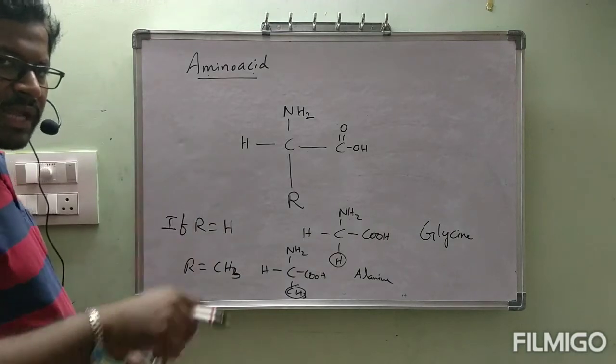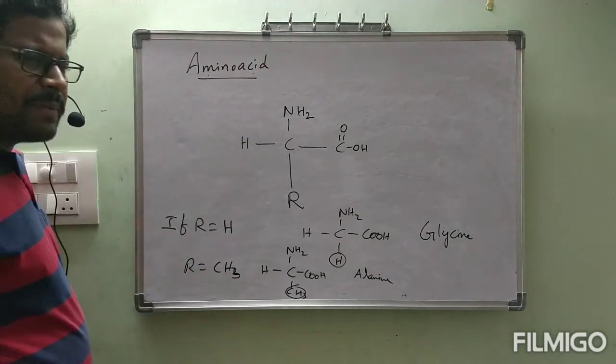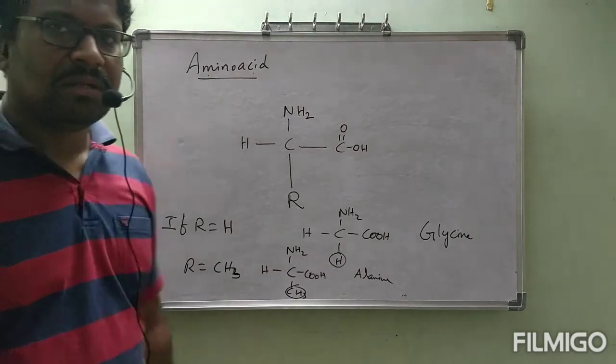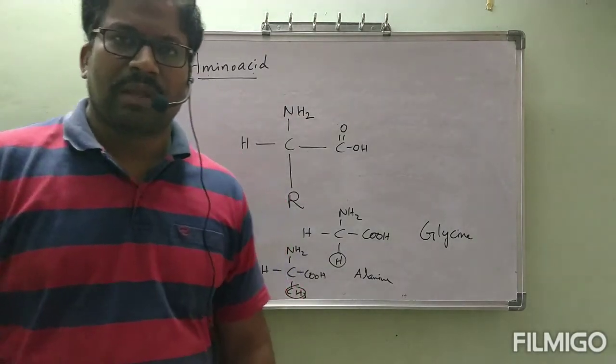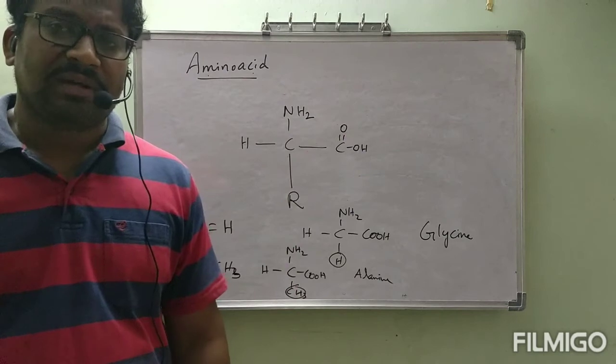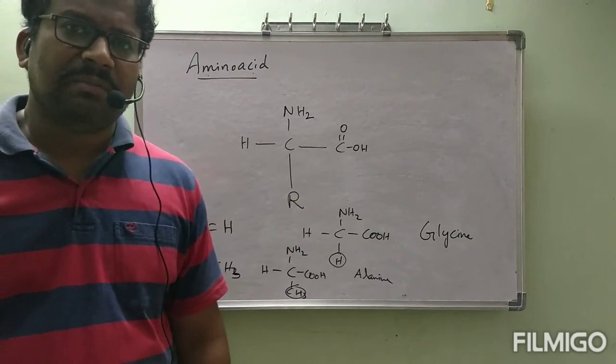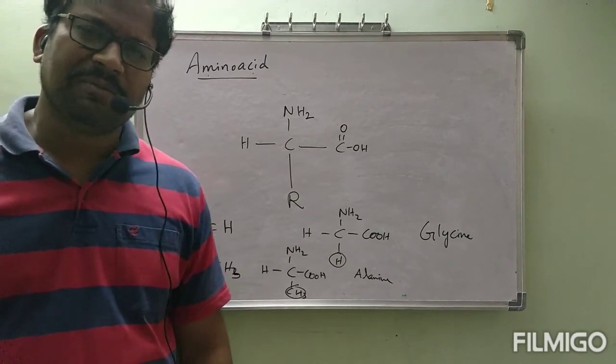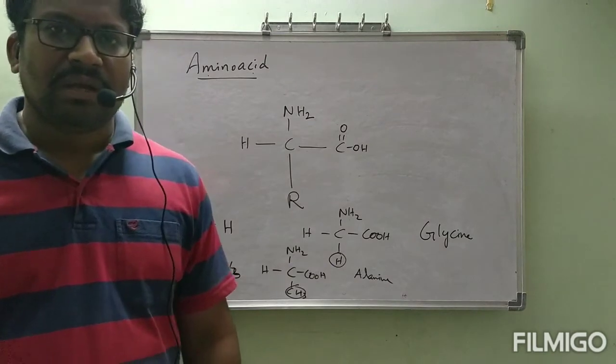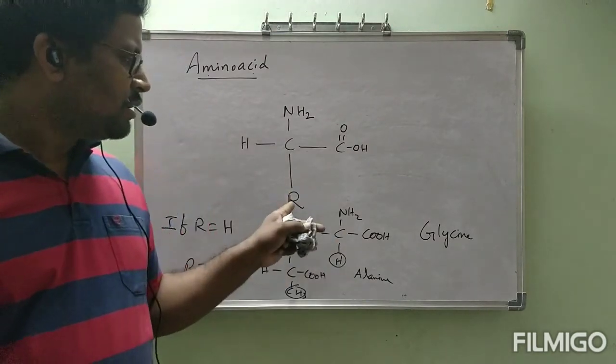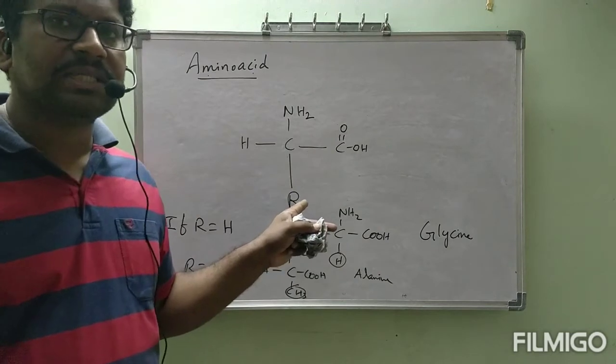In your textbook, they gave one total tabular column. The tabular column fully, no need to remember. For reference purpose, they gave the tabular column with nearly 20, 21 amino acids, every amino acid. In that, what is the R group? If the R group is different, the amino acid is different.